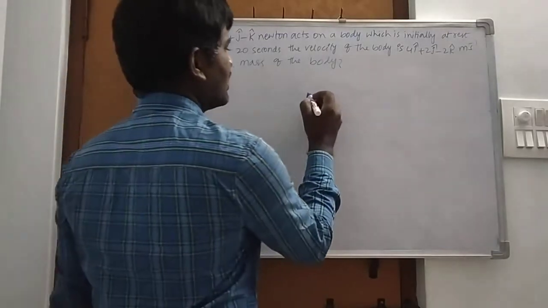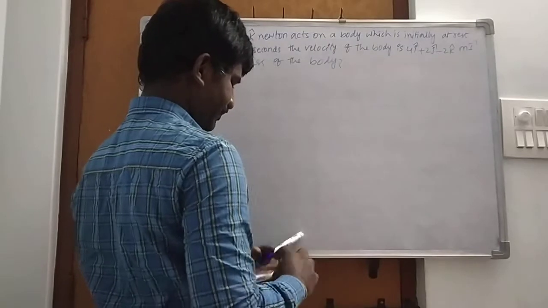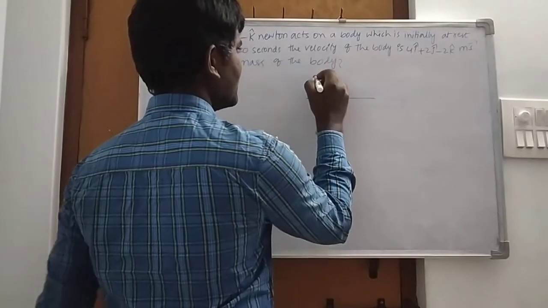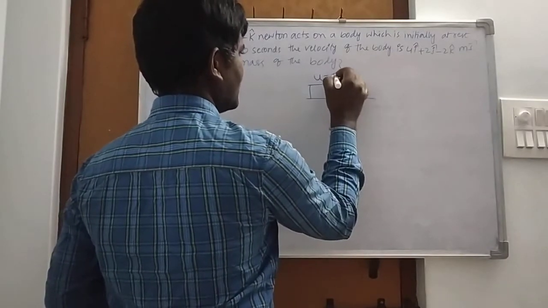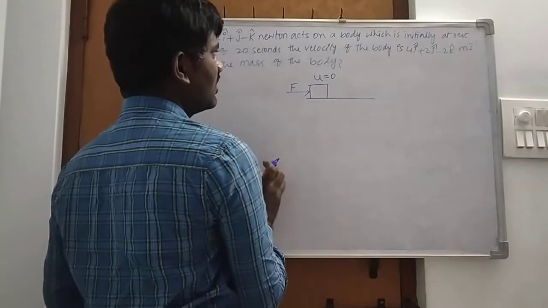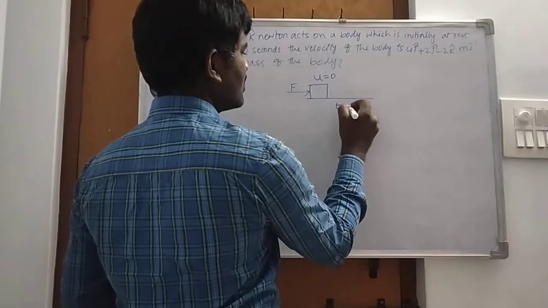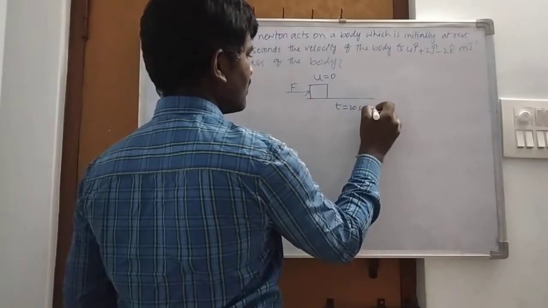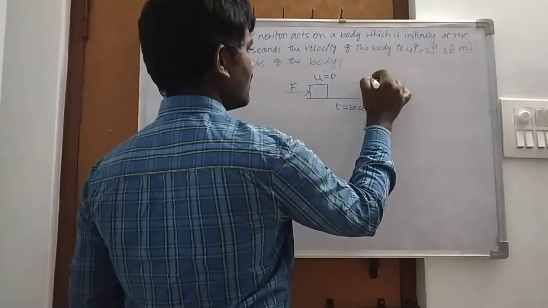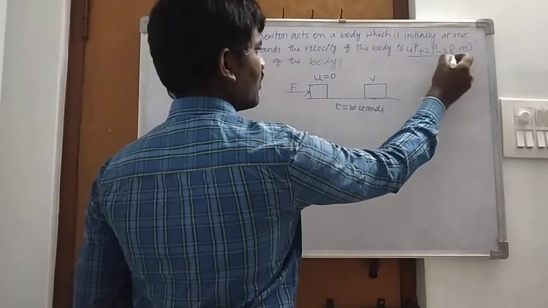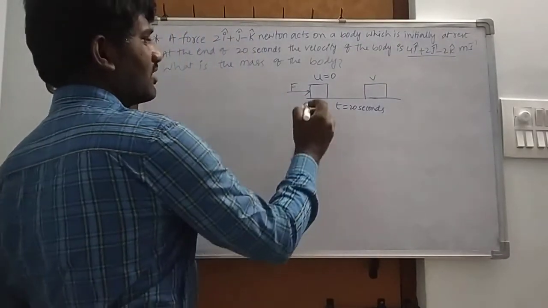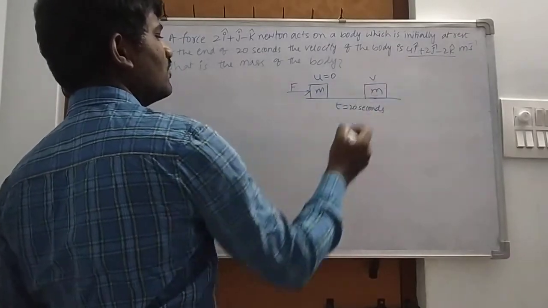Right. There is a body which is initially at rest. Now some force F acts on this body. Next, at t equals 20 seconds, the velocity gained by this body is V. That V is 4i plus 2j minus 2k in 20 seconds. Then what is the mass of the body? That is what you have to find.